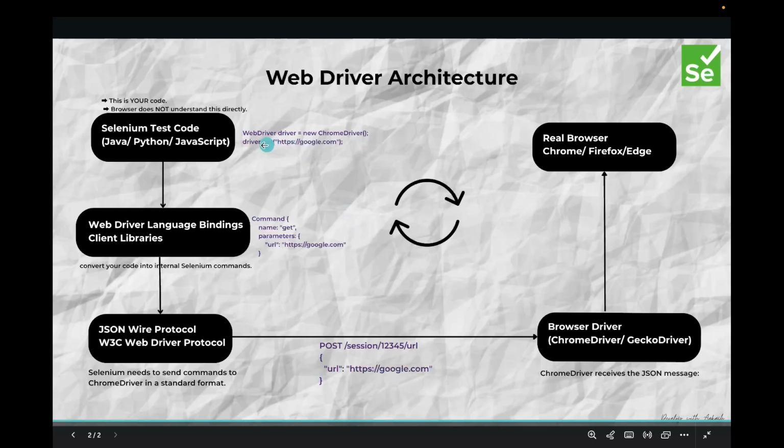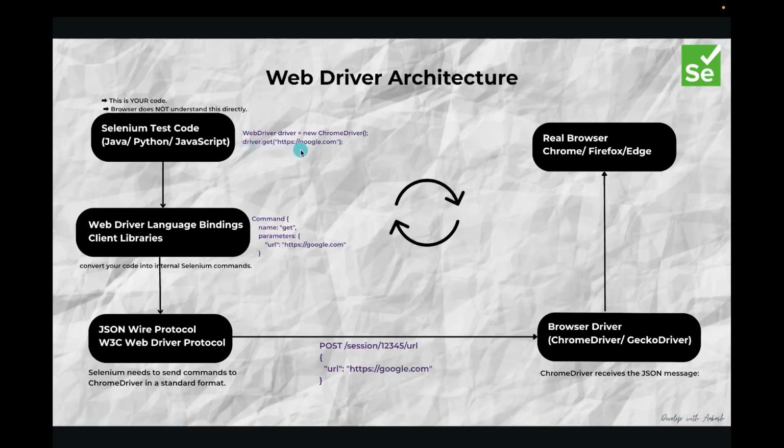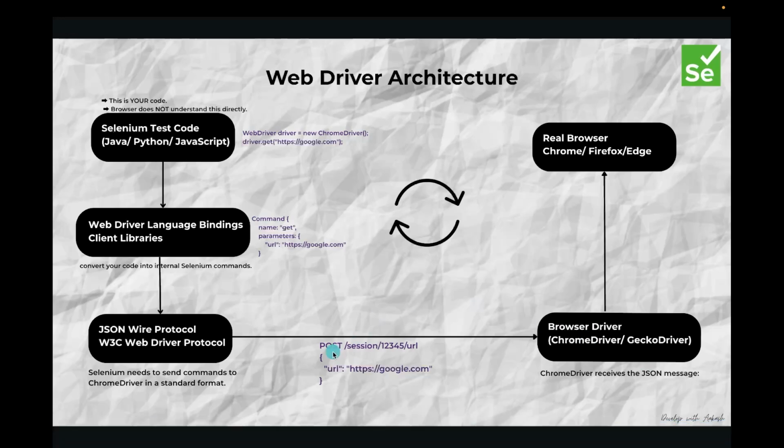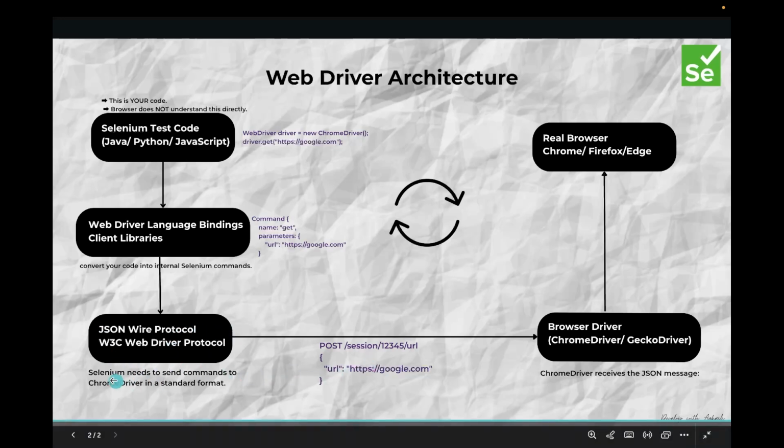Basically, when you give the command driver.get http google.com, it is converted into a Selenium command, and then that Selenium command is converted into a JSON format so that our browser driver can understand. And who did this? JSON via protocol, which is the W3C WebDriver protocol. This particular driver converted this into a JSON command. So Selenium needs to send the command to Chrome driver in a standard format.